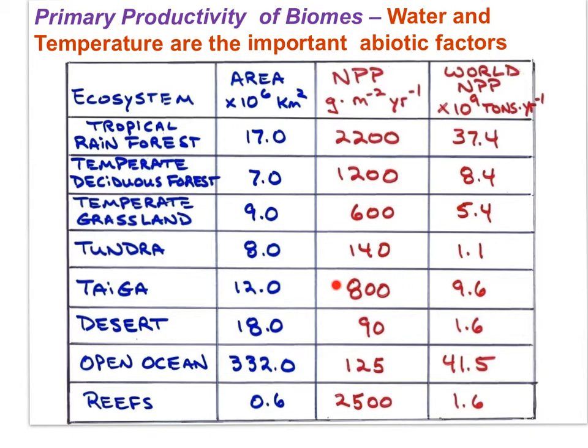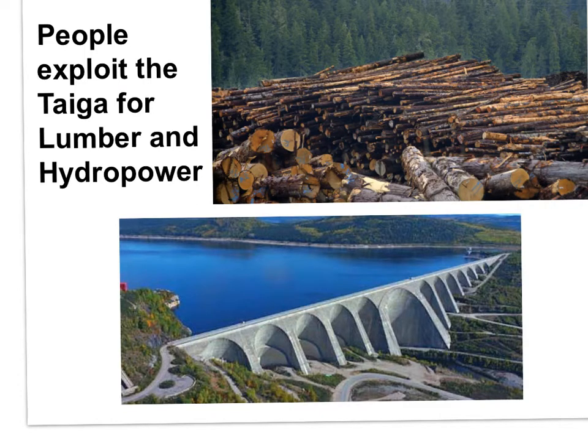Taiga productivity, NPP, is an intermediate value. The NPP of taiga is lower than temperate forests because the taiga biome exists in regions that are, on average, colder than regions supporting temperate forests. Taiga NPP is higher than grasslands because the taiga receives more precipitation than grasslands on average. As a result of the coniferous tree growth and the high rainfall, people exploit the taiga for lumber and hydropower. Water is an abundant natural resource in the taiga biome.